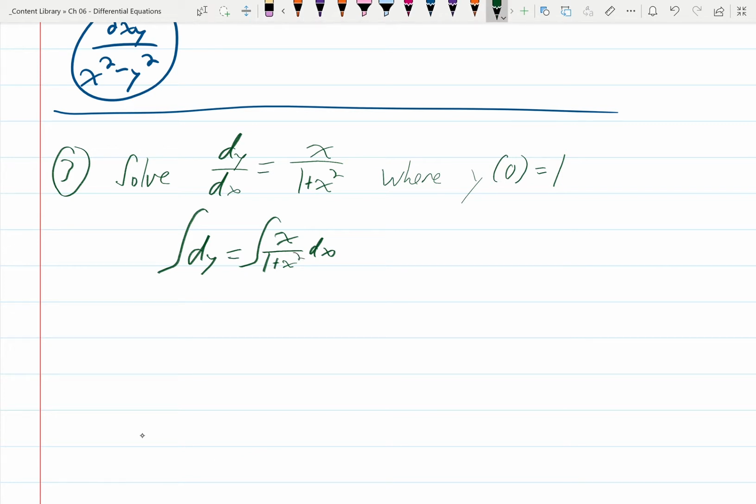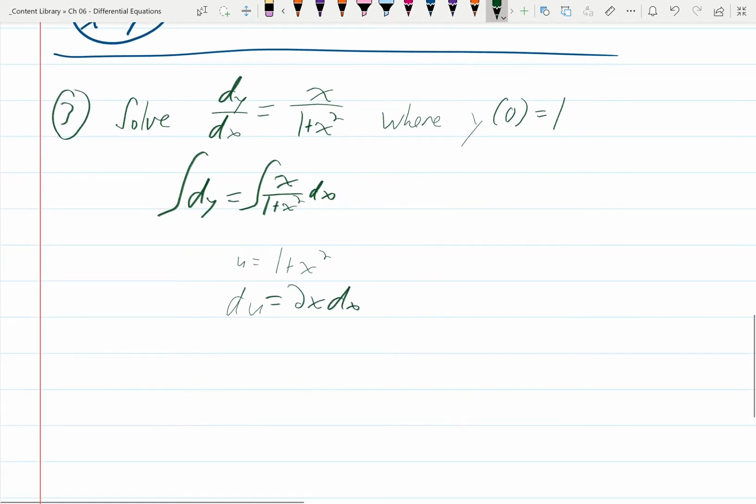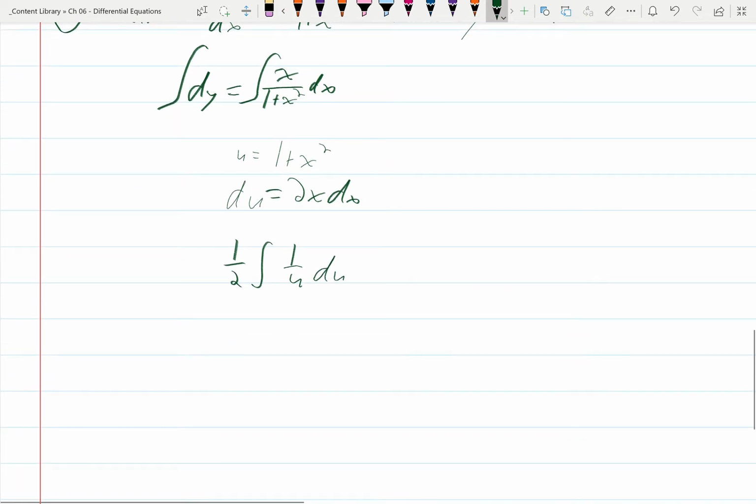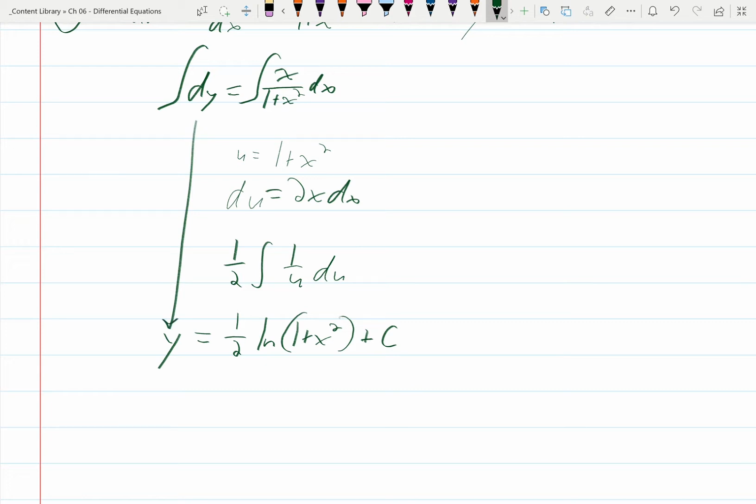That should be an x squared. So u is equal to 1 plus x squared, and du would be equal to 2x dx. If I integrate the right side and pull out the 1 over 2, which cancels with the x, I get the integral of 1 over u du, which becomes 1/2 natural log of 1 plus x squared, which doesn't need an absolute value because 1 plus x squared will always be positive, plus c, and this is equal to y. We only need one c value on this whole thing.